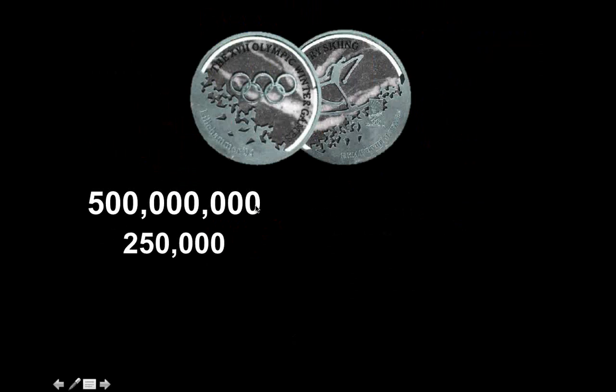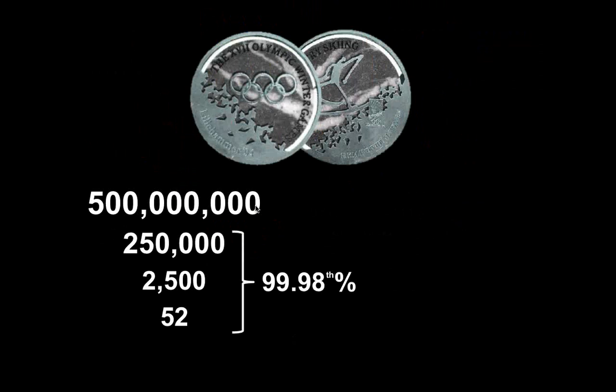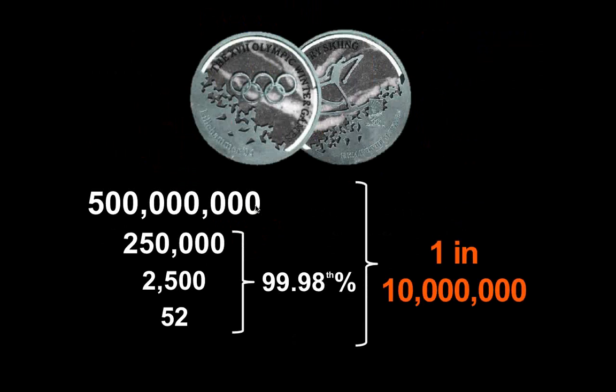Of those, about 250,000 or so actually tried out for a Winter Olympics during that period. Of those, as of 1994, only 2,500 had ever actually made the team, and of those, that was the 52nd medal ever won by a U.S. Olympian, which is a very small percentile, 1 in 10 million. So how did a fairly poor athlete, that's me, achieve this kind of fairly unique result?